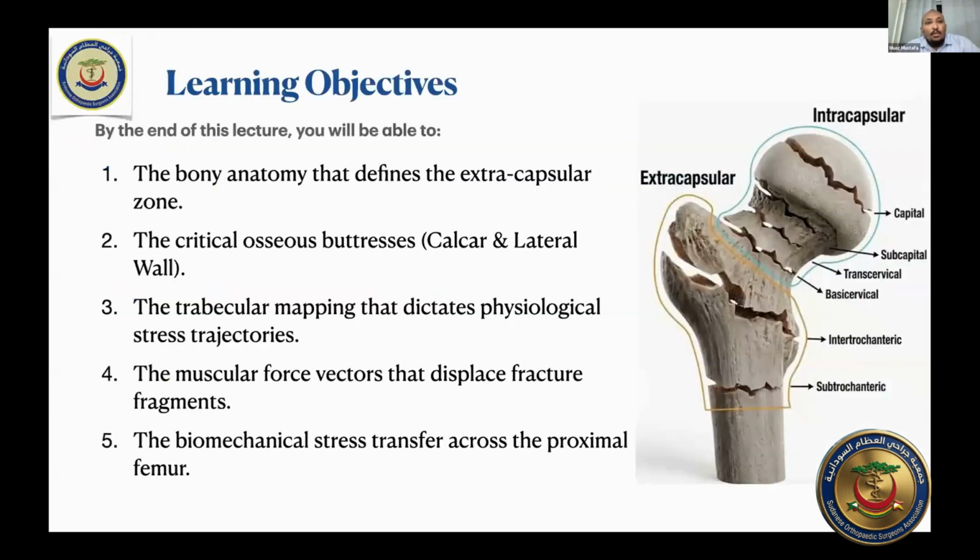By the end of this talk, I'm expecting the audience to be able to understand the bony anatomy that defines the extracapsular region and the critical osseous pillars, the femoral calcar and the lateral wall, and the trabecular mapping that dictates physiological stress trajectories, and also the muscle vectors responsible for fracture displacement. Finally, the biomechanical stress transfer across the proximal femur.